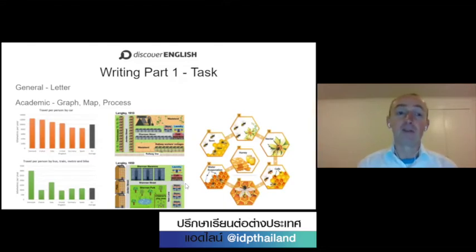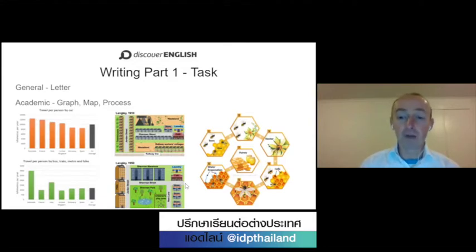And for the academic, you've got graph or graphs, as you can see there, a map, and you've got maps there, and then you've got a process, and for the process you've got a diagram of there, the bees, and those, along with the table of information, are the different requirements and the tasks that you'll get one of for part one of the academic writing.